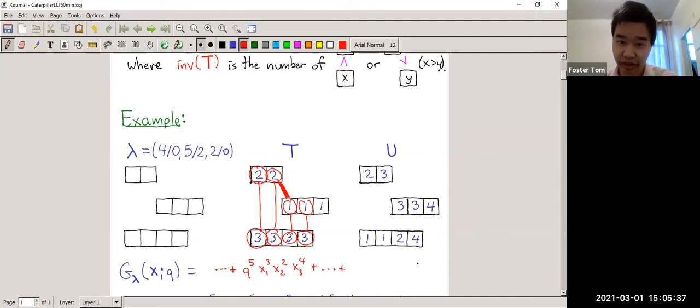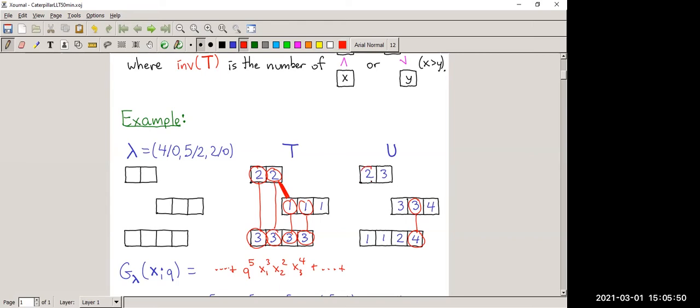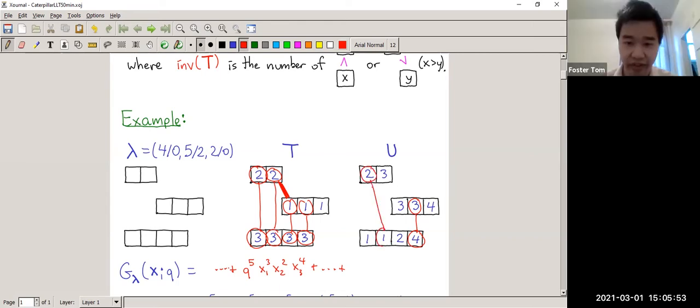And similarly, I've got just another example U here. If I do the same thing, I have inversions whenever I have a bigger entry directly below a smaller entry, or when I have a bigger entry above and exactly one cell to the left of a smaller entry. So I think I should have 3 inversions in this example. So the tableau U contributes this monomial to the LLT polynomial.